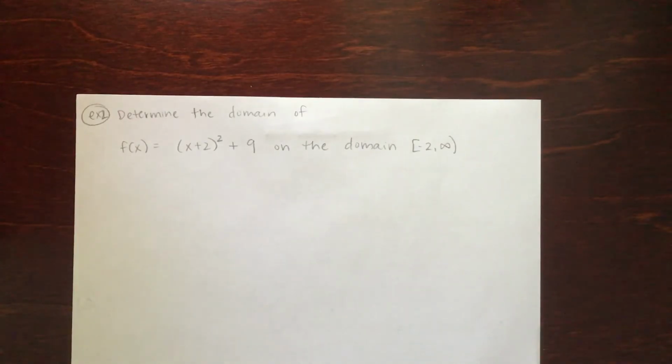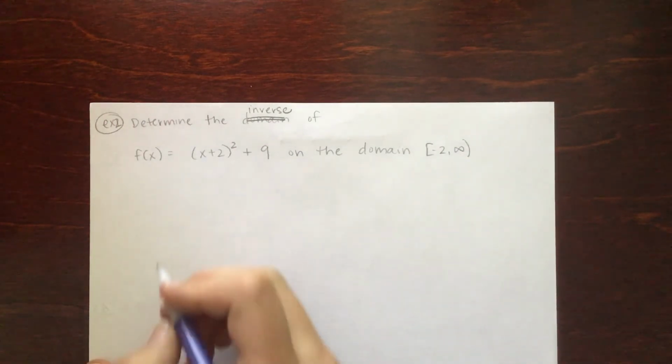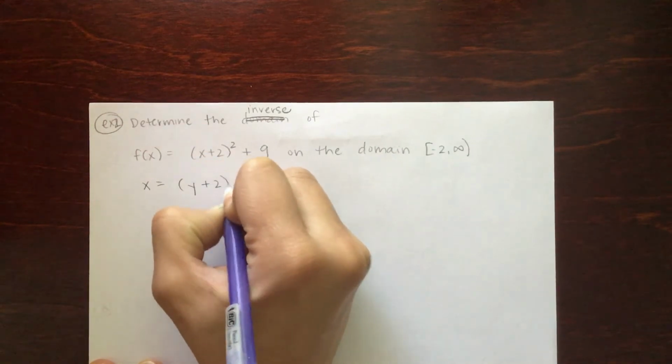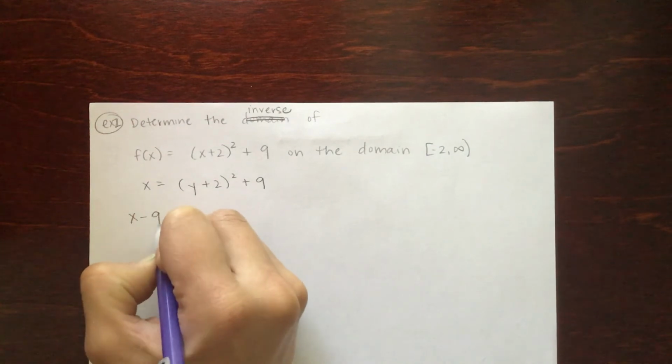Let's do one example where we start with a squared function, and I'll show you it's still the exact same idea. Determine the inverse of f of x equals (x plus 2) all squared plus 9 on the domain -2 to infinity. So first, let's figure out what the inverse function is. Switch your x and y values and then solve for y.